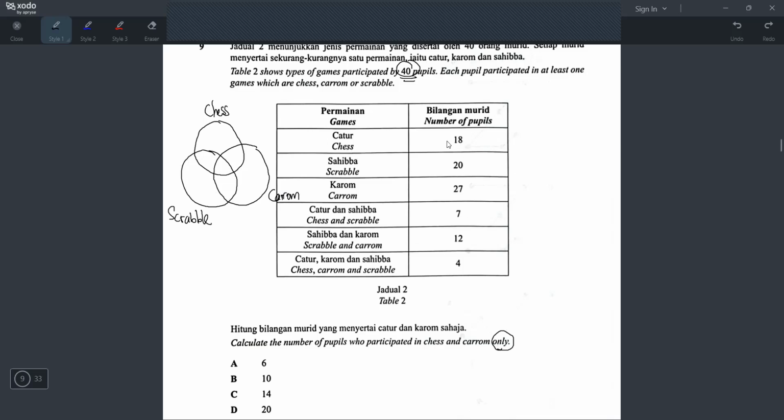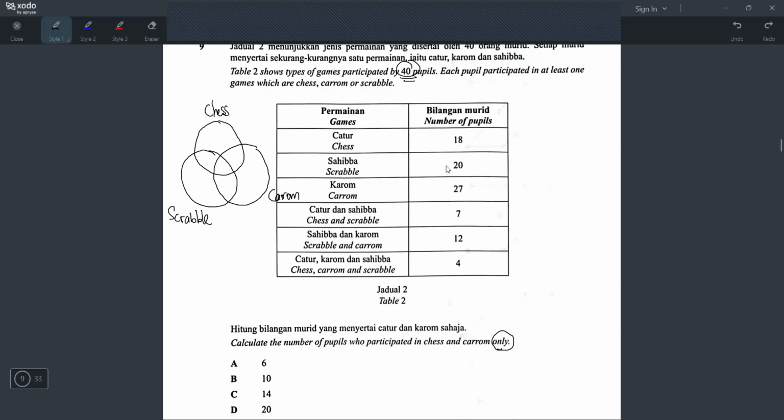So they say chess 18. Okay, can I write 18 here? The answer is no. You cannot write here because I already said this is for chess only. Did they say that the 18 is chess only? No, they just put chess. So this 18 is actually here plus here plus here plus here. So you cannot write the 18 up here like that. It's just not correct unless they put the word only. If they put the words chess only, then you can write like that. So the 18 actually I cannot write now.